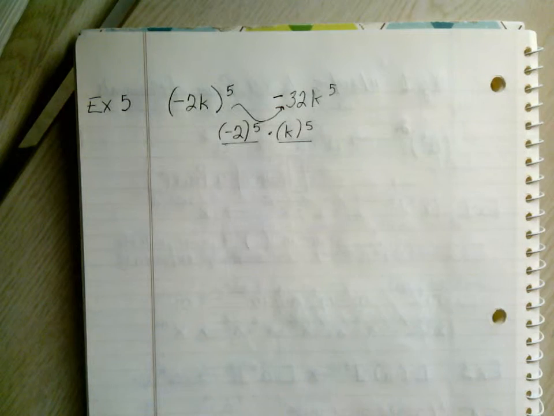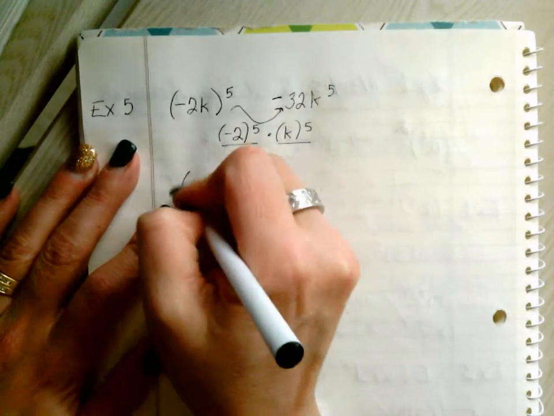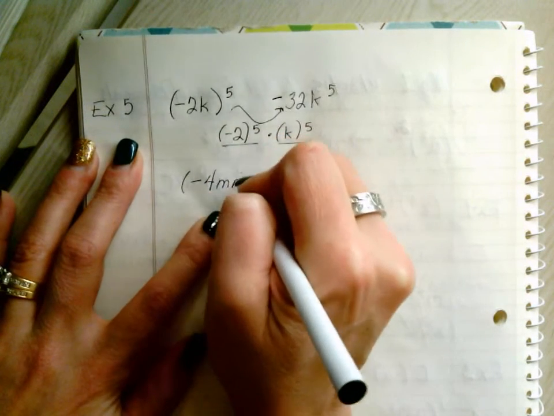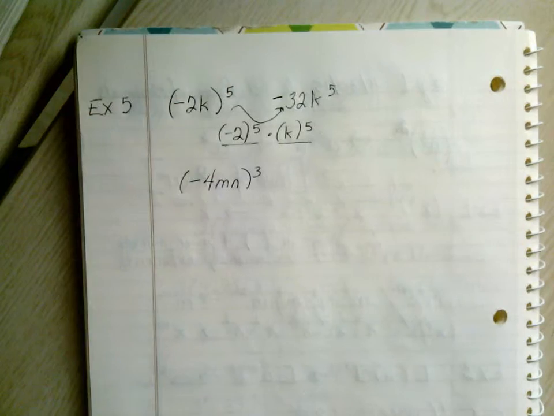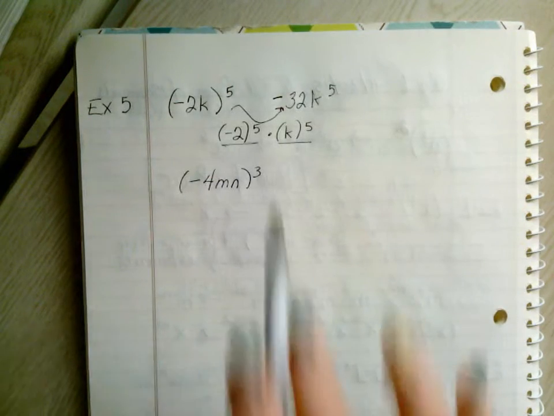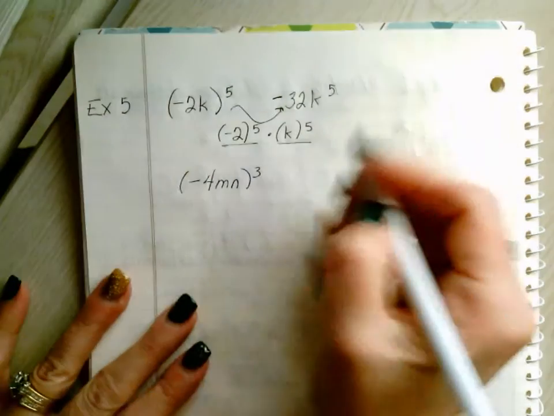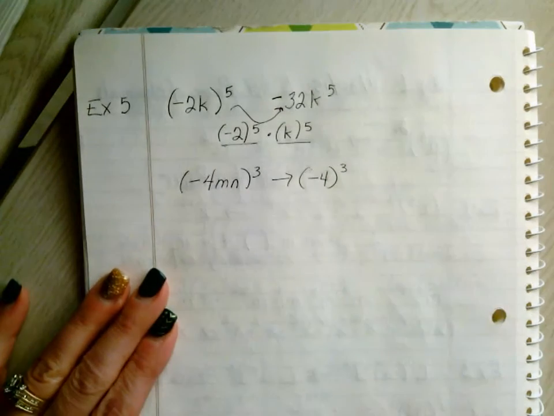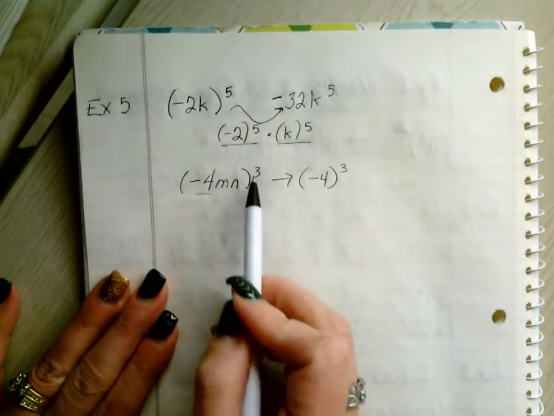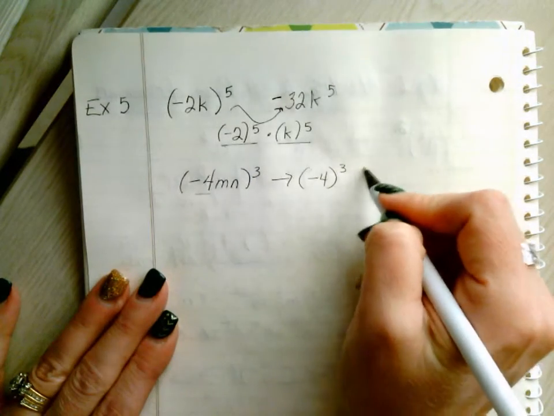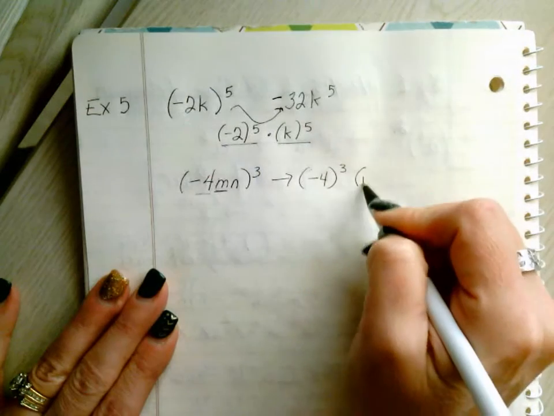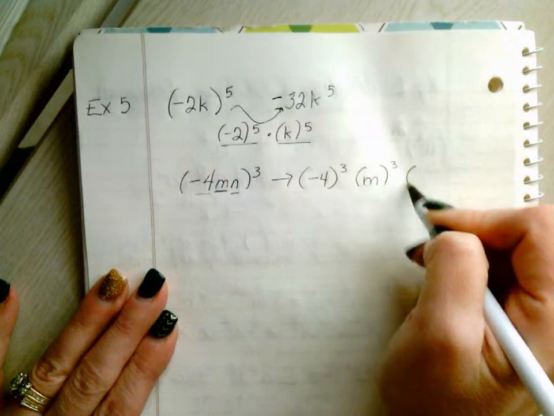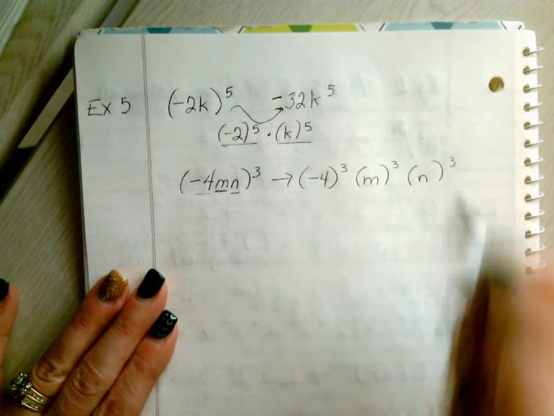Okay. I've got another one like that I want to do. We're going to do (-4mn)^3. If we do it this way, we're going to raise our -4 to the 3rd power, right? That's the -4 raised to the 3rd power. We're also going to raise our m to the 3rd power and our n to the 3rd power.